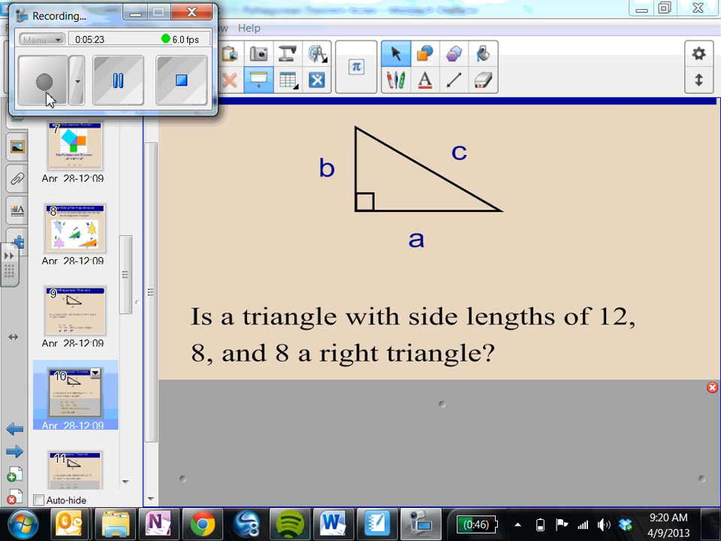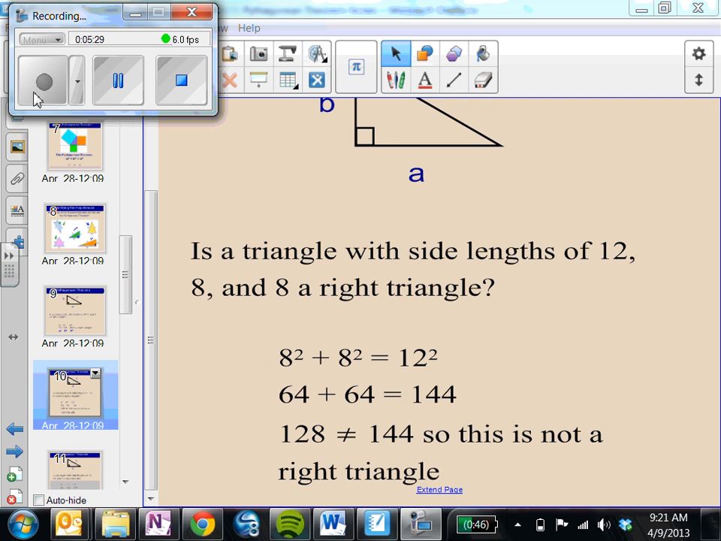Try this one. Is a triangle with side lengths 12, 8, and 8 a right triangle? So our two legs are 8 and 8, because they're smaller than the hypotenuse. The hypotenuse is 12. 8 squared plus 8 squared is 64 plus 64, and that equals 128. 12 squared is 144. 128 does not equal 144, so this is not a right triangle.